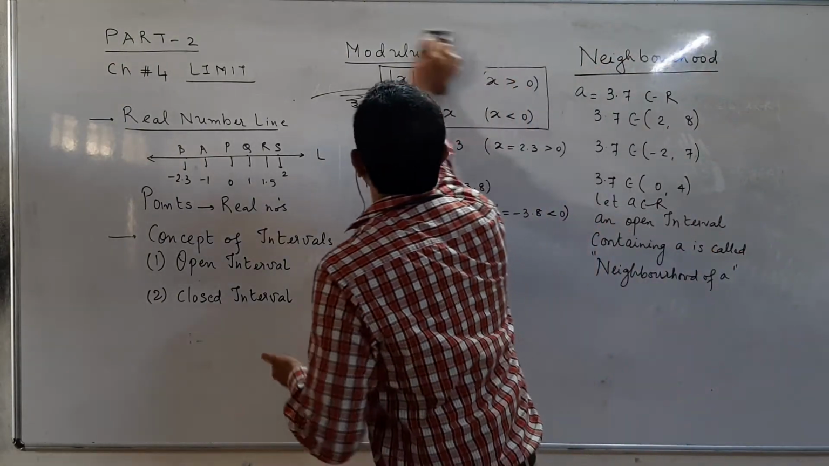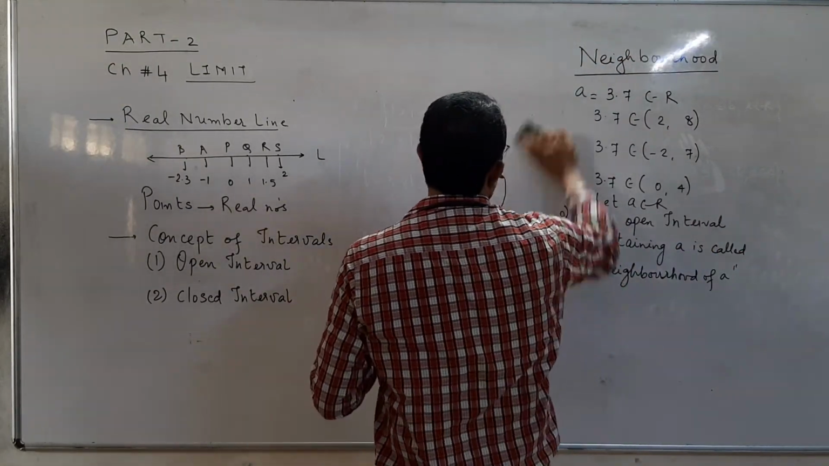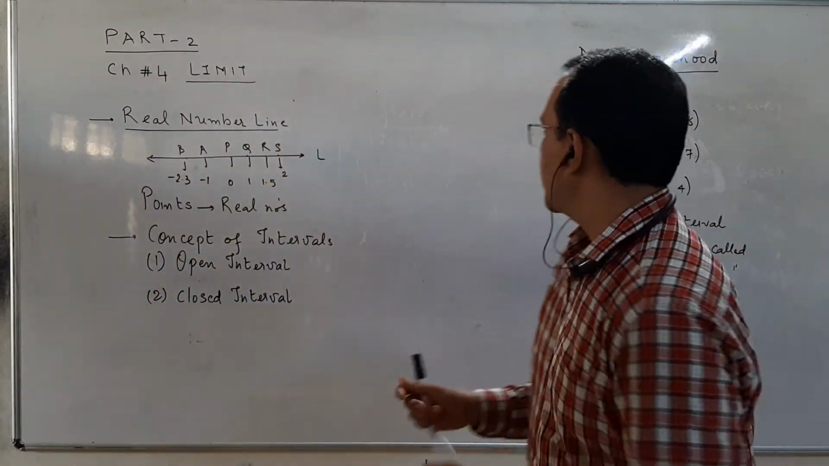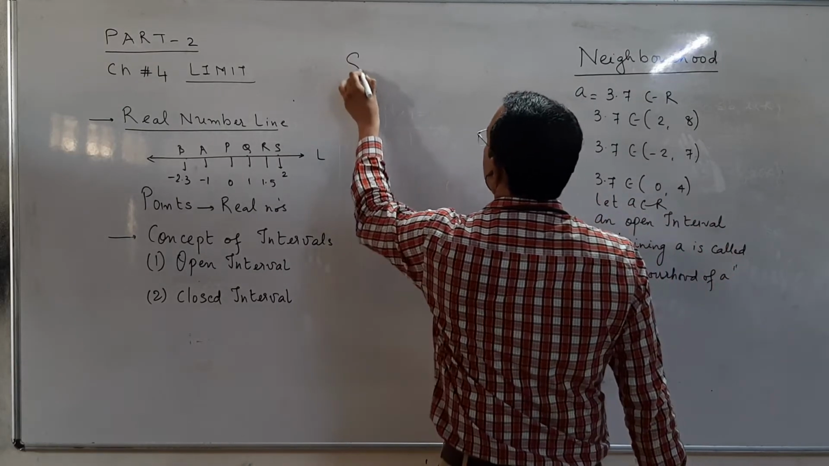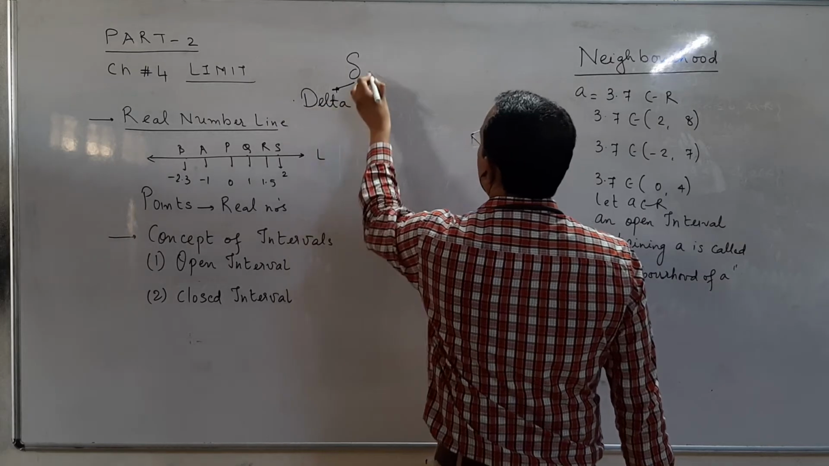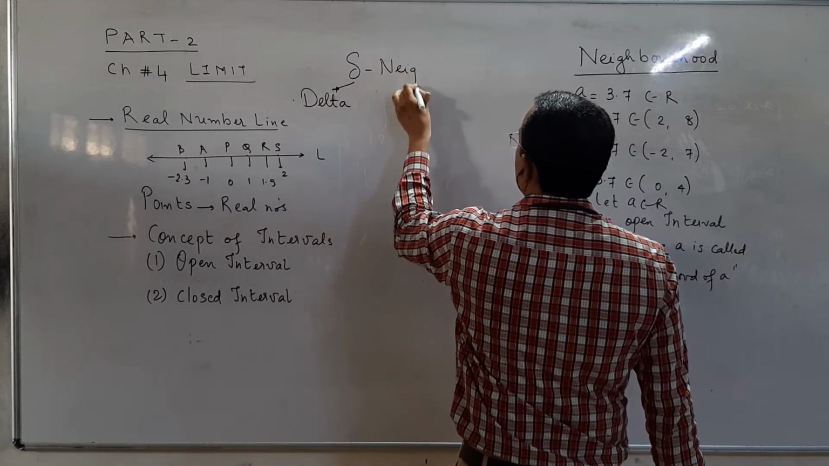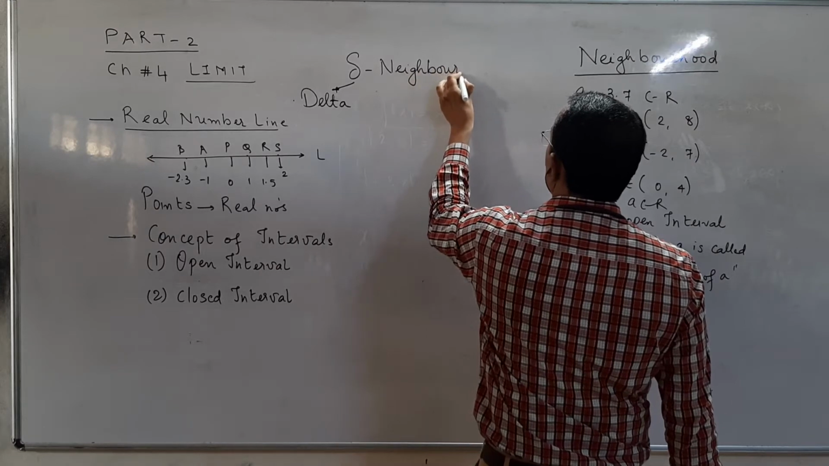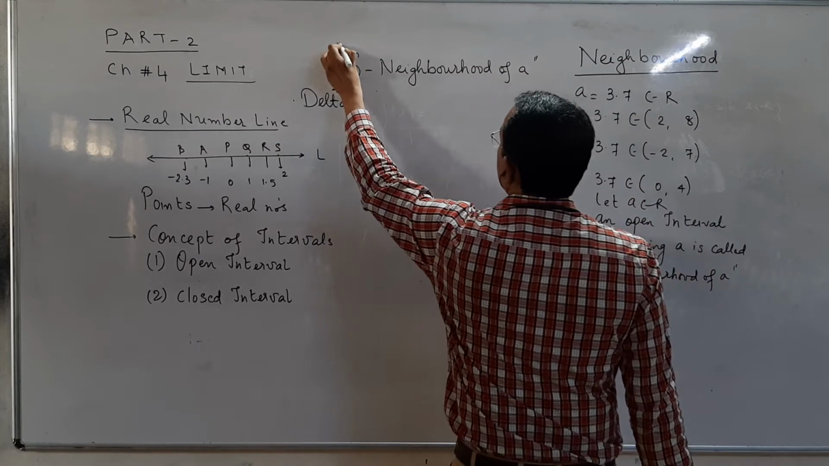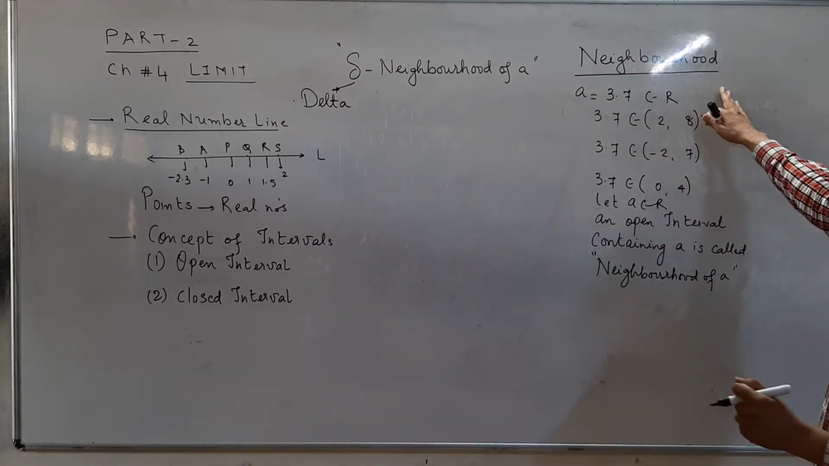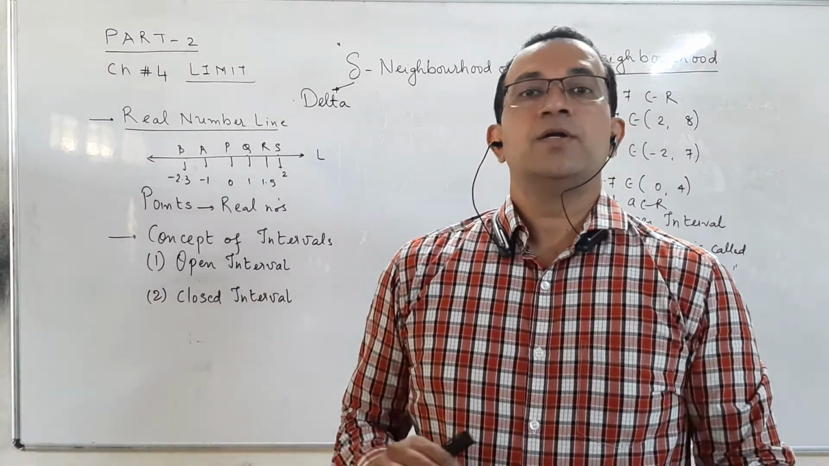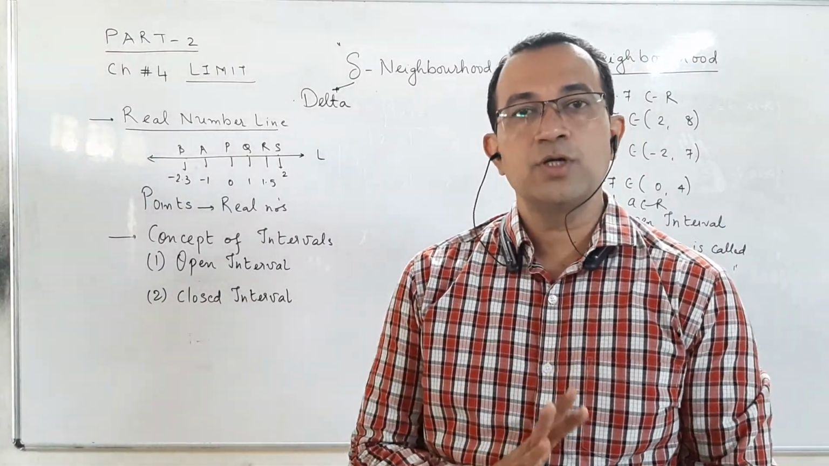Now the second definition is delta neighborhood of A. This is read as delta neighborhood of A. This is our second definition. Having defined neighborhood, now students, I am defining delta neighborhood of A.